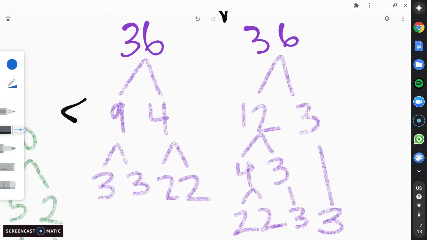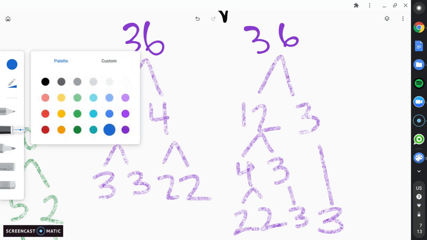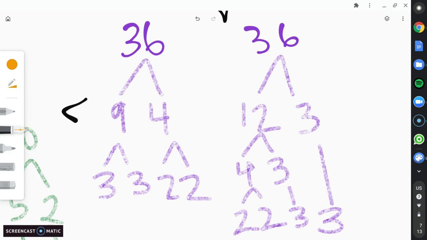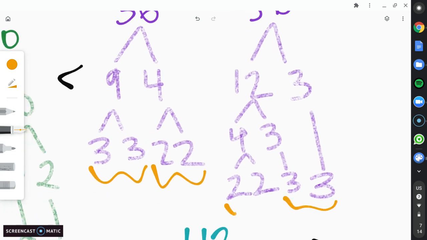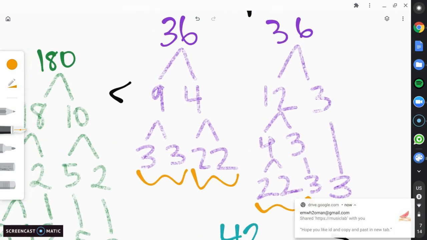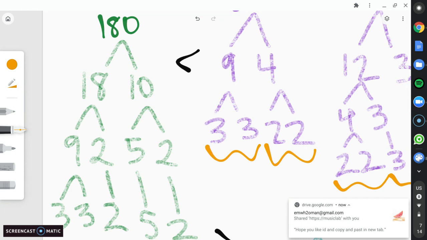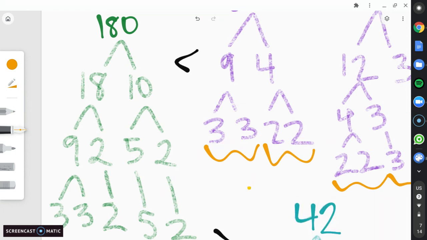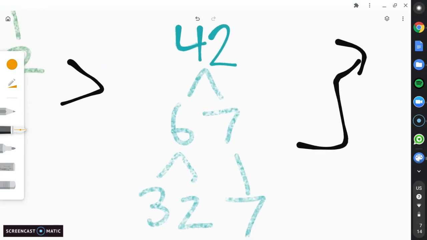For problem A, there were two possible ways you could have done this, probably more. But the important part is that you reach the conclusion that your prime factorization has two threes and two twos. Same thing here, two threes and two twos. Okay, that's for problem A. Moving on to checking problem B. Your prime factorization of 180. Okay. Moving on to your prime factorization of 42. Okay, very good. Very good.